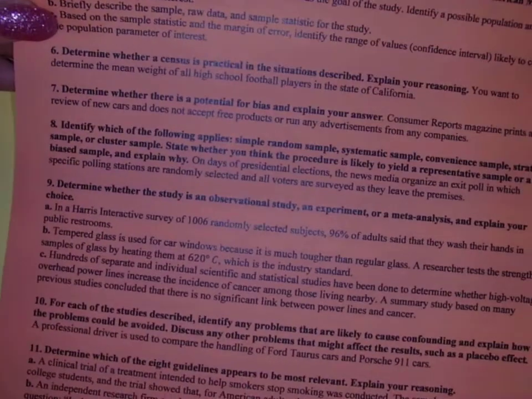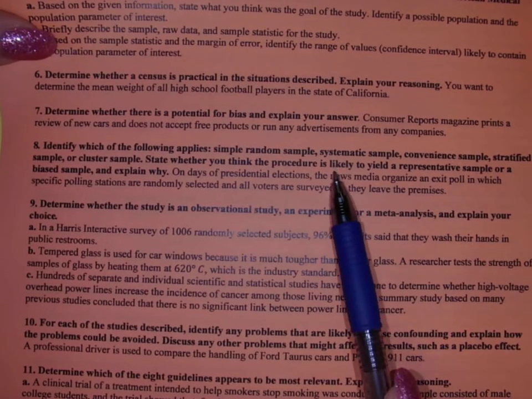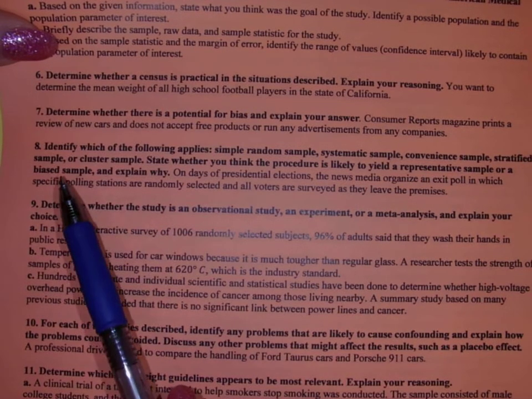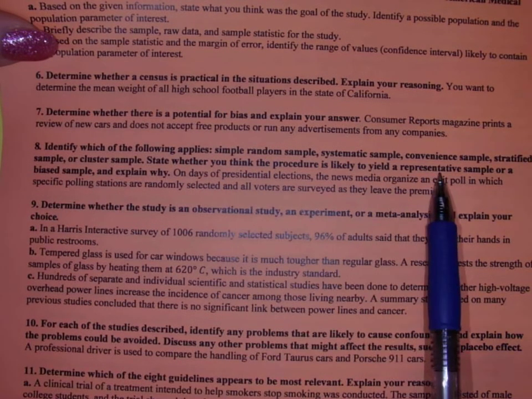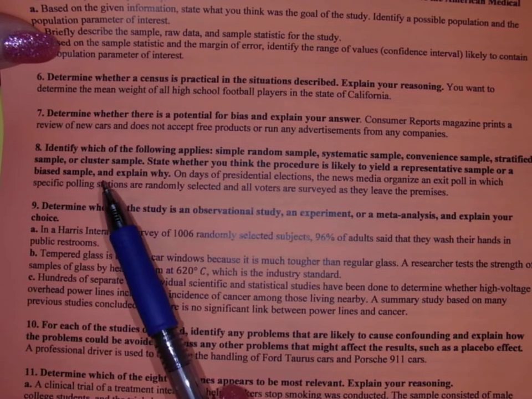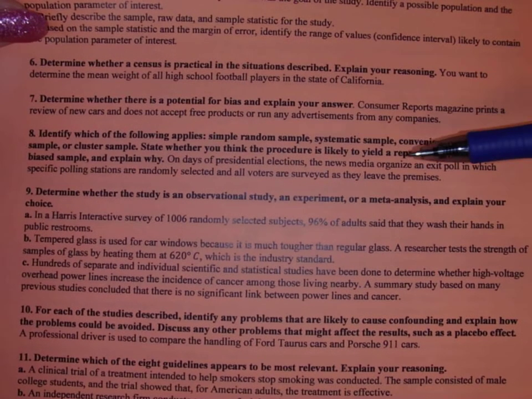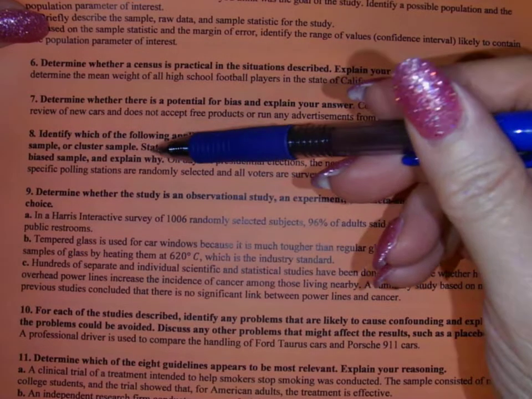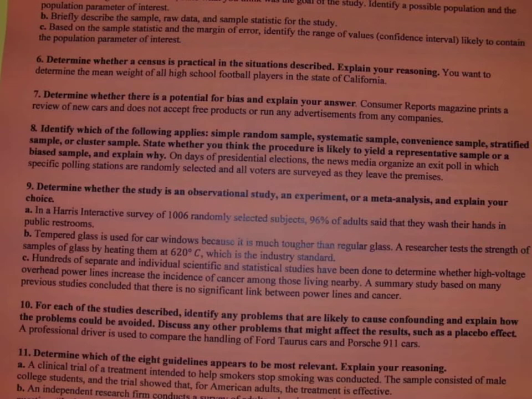All right, number 8. Identify which of the following applies. Is it a simple random, systematic, convenience, stratified, or cluster? State whether you think the procedure is likely to yield a representative sample or a biased sample and explain why. On days of presidential elections, the news media organize an exit poll in which specific polling stations are randomly selected and all voters are surveyed as they leave the premises.